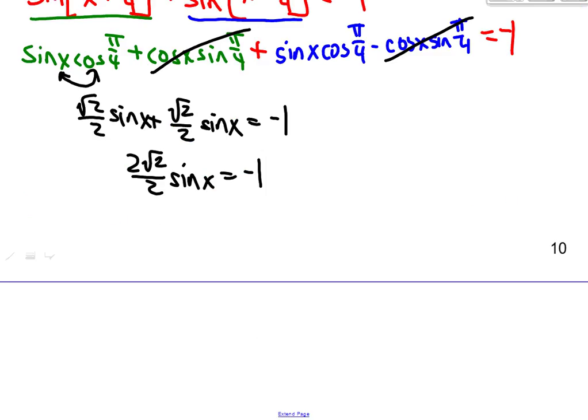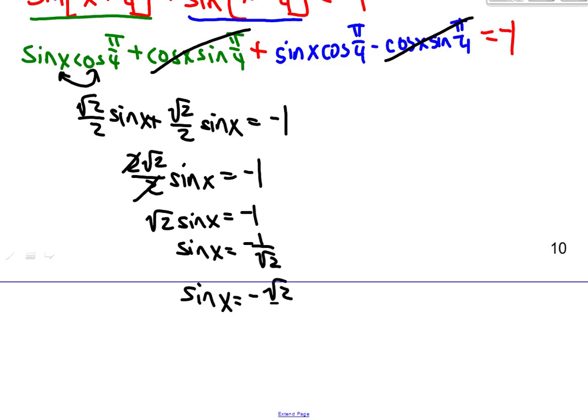It looked difficult at the beginning, but with these formulas, we can plug things in, things cancel out, and this becomes the square root of 2 sine x equals -1. Dividing by the square root of 2 on both sides, we get the sine of x equals -1 over the square root of 2. Then we rationalize it, so the sine of x equals negative square root of 2 over 2.